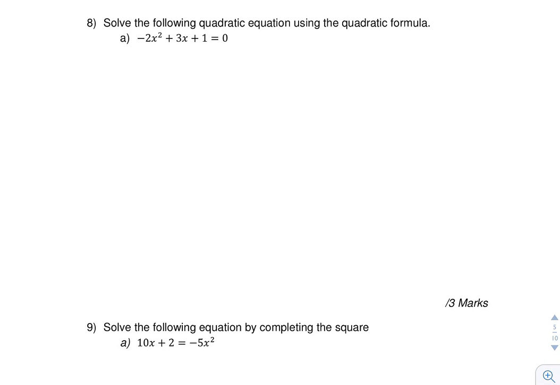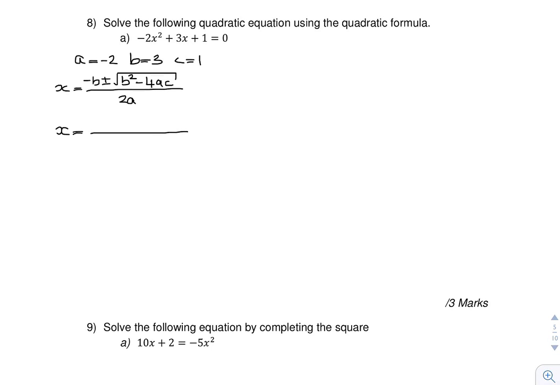Question 8. Solve the following quadratic equation using the quadratic formula. A. Negative 2x squared plus 3x plus 1 equals 0. Our quadratic formula requires A, B and C. A being negative 2, B being 3 and C being 1. If we put down the quadratic formula, we need to substitute in A, B and C.